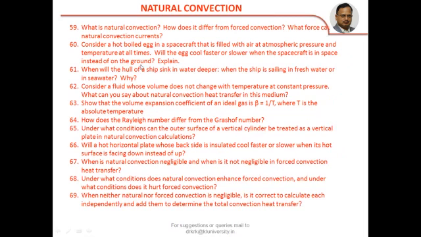And coming to natural convection. What is natural convection? How does it differ from forced convection? What forces cause natural convection? Consider a hard-boiled egg in a spacecraft that is filled with air at atmospheric pressure and temperature at all times. Will the egg cool faster or slower when the spacecraft is in space instead of on the ground? Explain.